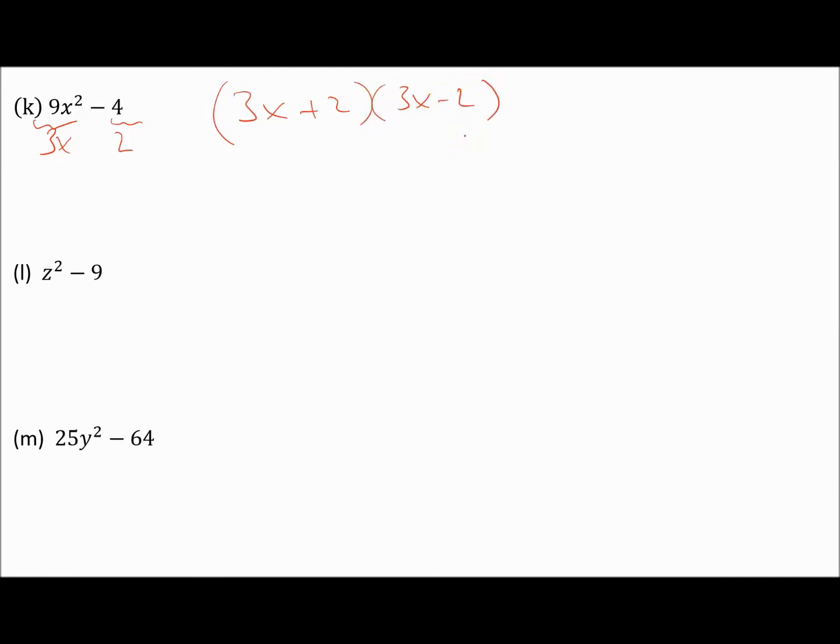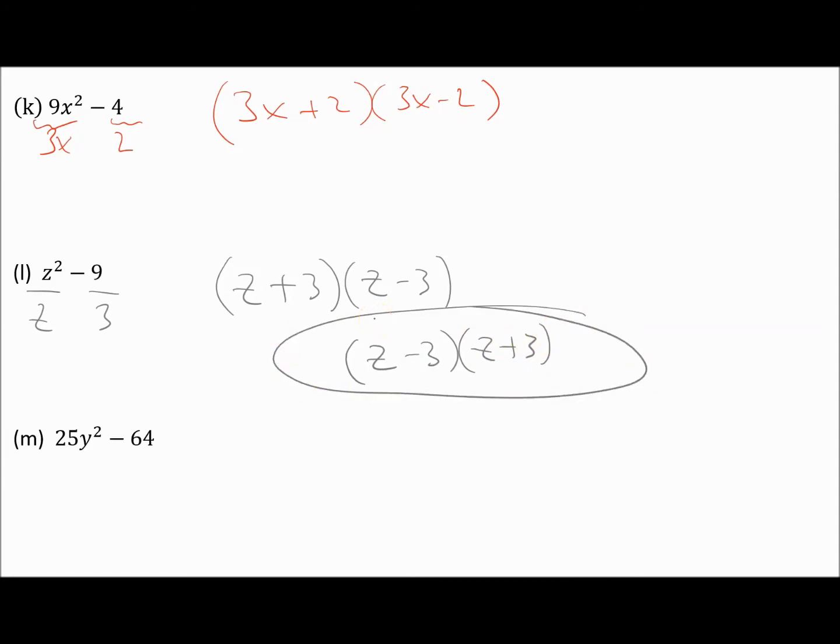Okay. I look at z squared minus 9. Same idea. Z squared is a perfect square. The square root of that is z. 9 is a perfect square. The square root of that is 3. So my answer is z plus 3 times z minus 3. And by the way, it's perfectly okay to write it as z minus 3 times z plus 3. The order that you write your factors in, remember, doesn't matter. And that's the commutative property of multiplication.